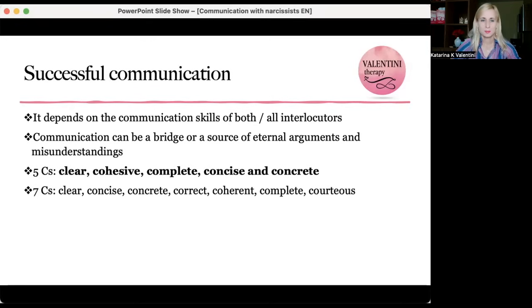There are two rules, the 5 C's and the 7 C's. What does that mean? It means that communication has to be, like it says on the slide, clear, cohesive, complete, concise, and concrete. Or if we employ the 7 C's, it has to be clear, concise, concrete, correct, coherent, complete, and courteous. So you have to be polite. Now, what does it mean that communication has to be clear?